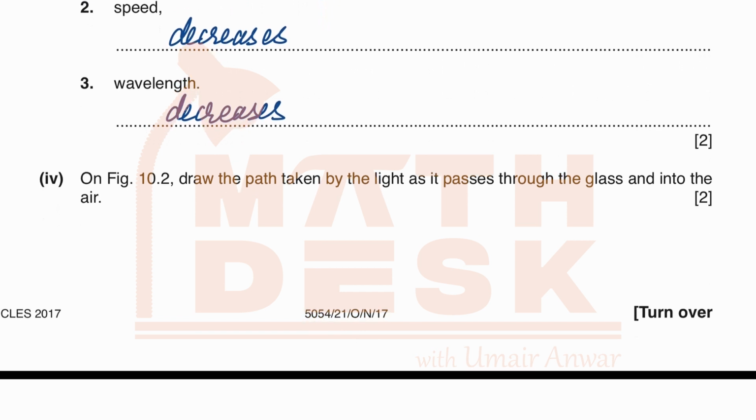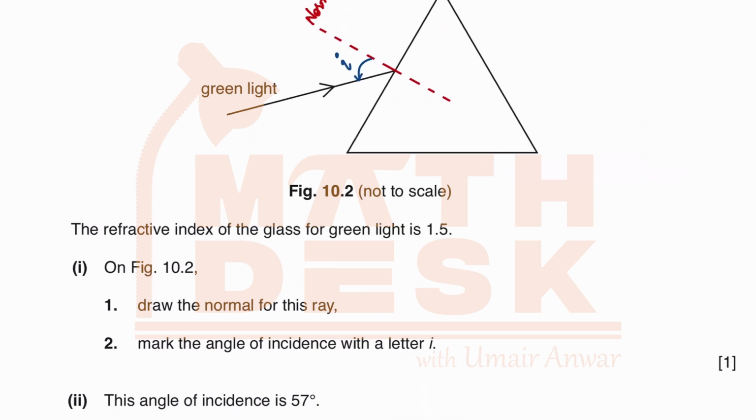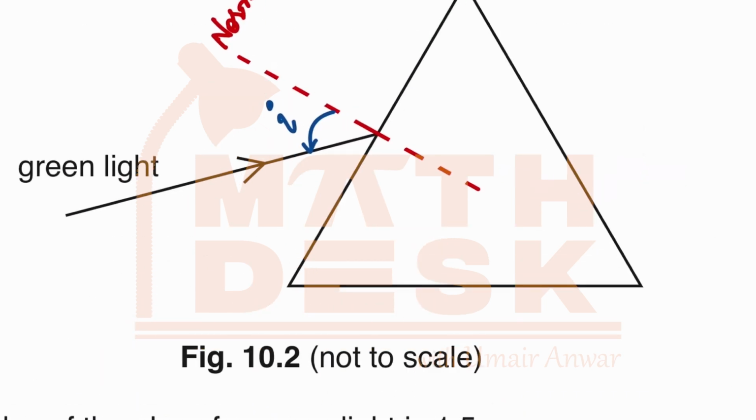On figure 10.2, draw the path taken by the light as it passes through the glass and into the air. So on the first refraction, this is the normal path of the light where it would have gone if the prism would not have been there. But since now the prism is there and it is entering a more dense medium, so it would bend towards the normal. So this could be the path followed by the ray of light when it enters the glass.